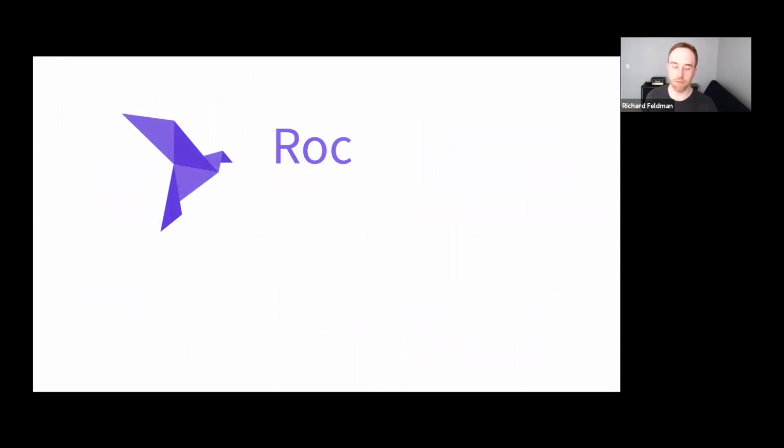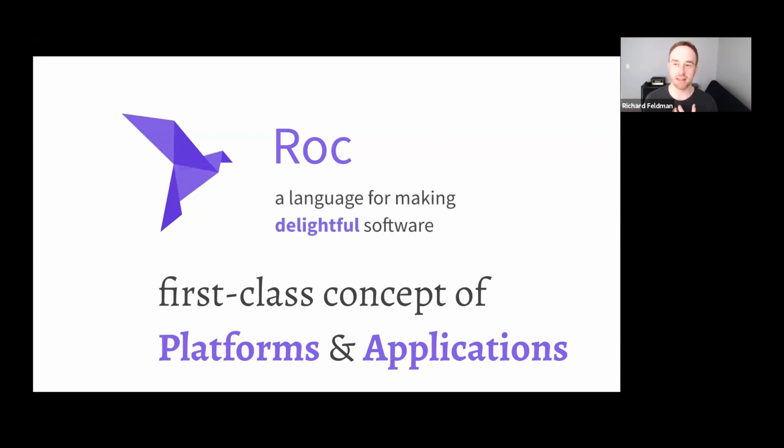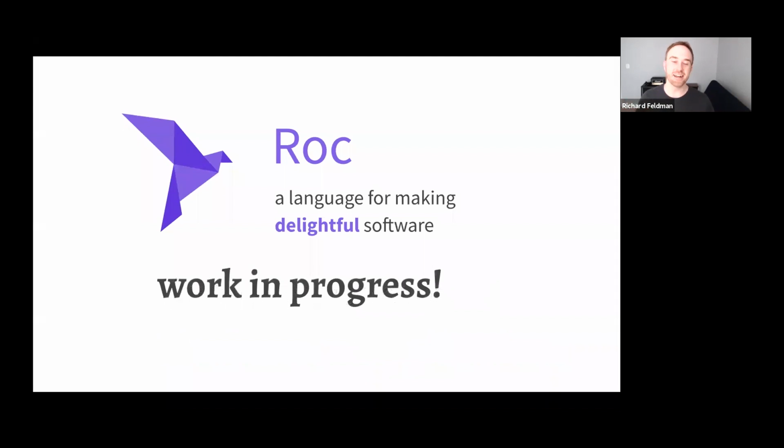So how does Rock approach these things? Well, as I mentioned, Rock is a language with a first-class concept of platforms and applications. This is not the whole point of the language. The tagline of the language is a language for making delightful software, but for the purposes of this talk, I'm going to focus on platforms and applications. As I mentioned, Rock is very much a work in progress. There's a handful of people working on it, but it's definitely not ready for prime time or something you should go out and try to use in production.